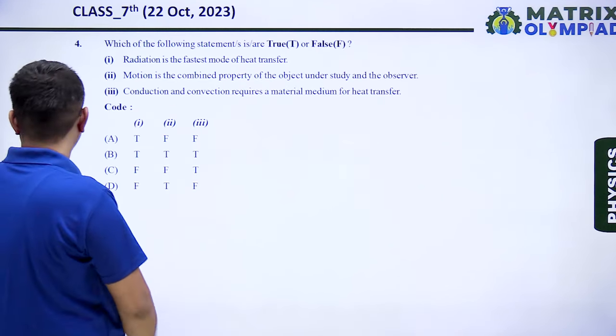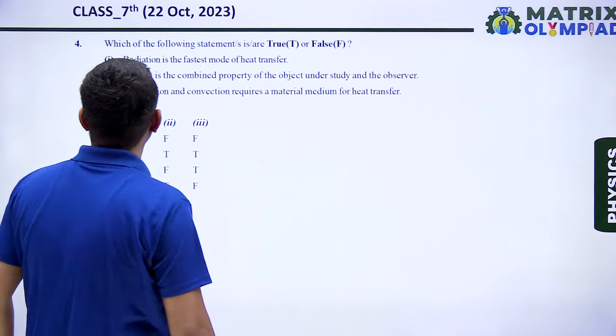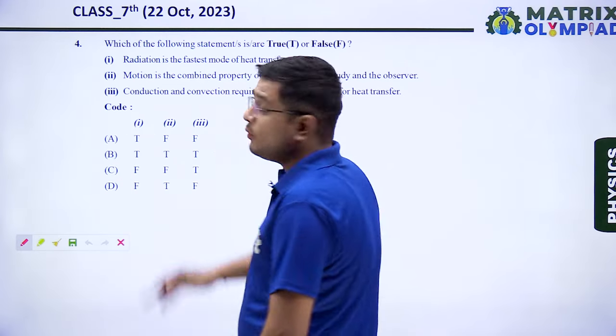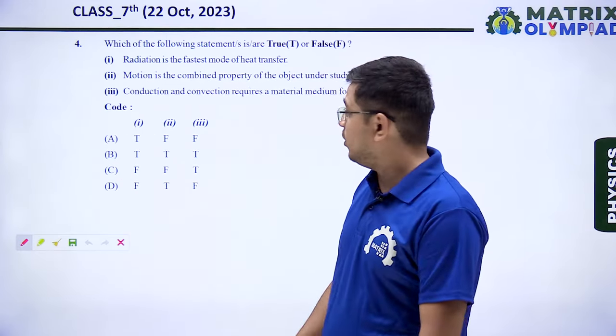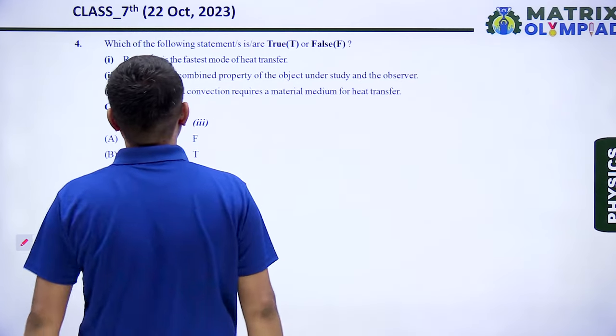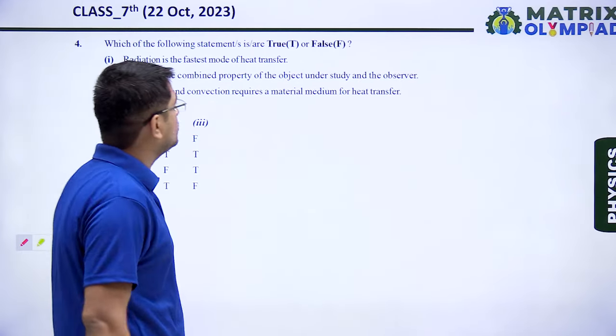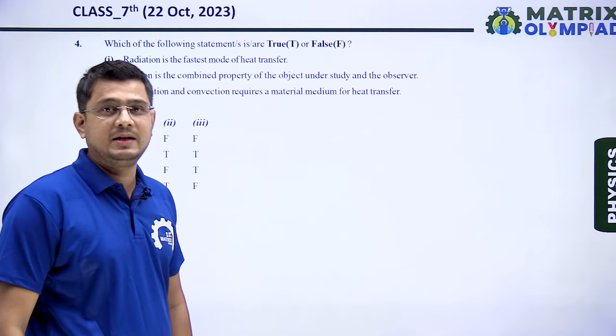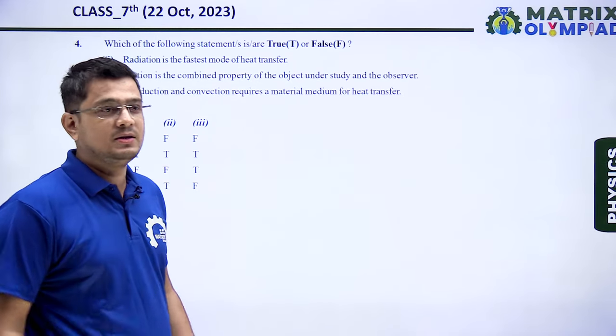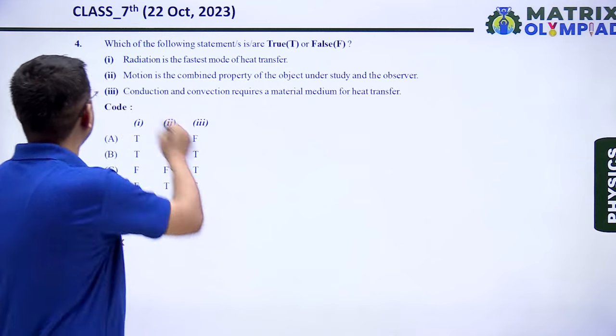Next question, question number 4. In question number 4, we have to check which of the following statements are true and which are false. So let us start from the first statement. Radiation is the fastest mode of heat transfer. This is a true statement, and we know that the light coming from sun is in the form of radiation. So it is a true statement.